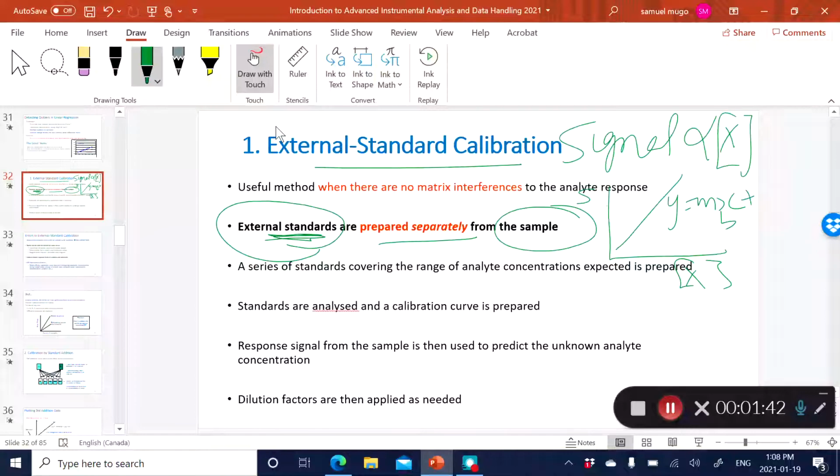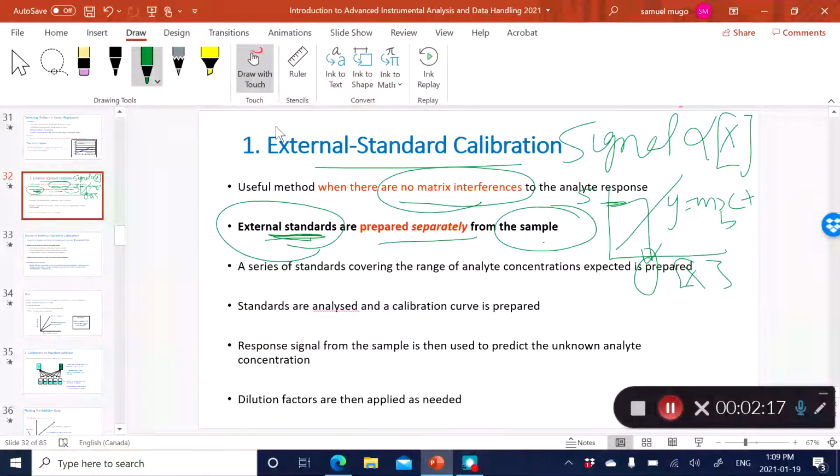You're going to get the signal from the instrument. And then based on your calibration, you can determine the concentration of your sample. Now take note of this. Yes, the standards were run separately from the sample. And so one huge disadvantage of the external calibration method is that it does not account for matrices that are present in the sample, because the standards are pure. They've been run separately from the sample.